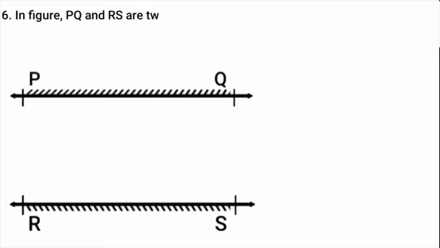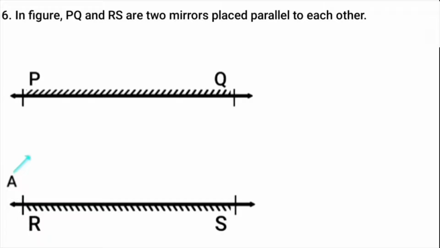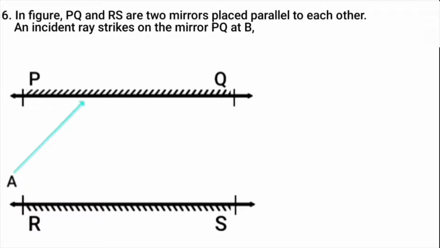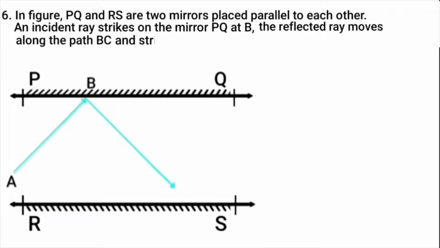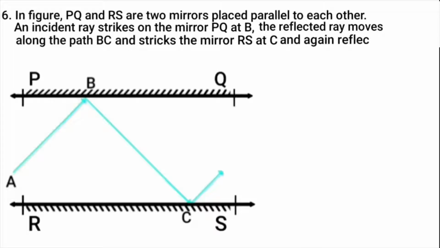In the figure, PQ and RS are two mirrors placed parallel to each other. An incident ray strikes the mirror PQ at point B. The reflected ray moves along the path BC and strikes the other mirror RS at point C, and is again reflected back along the path CD.